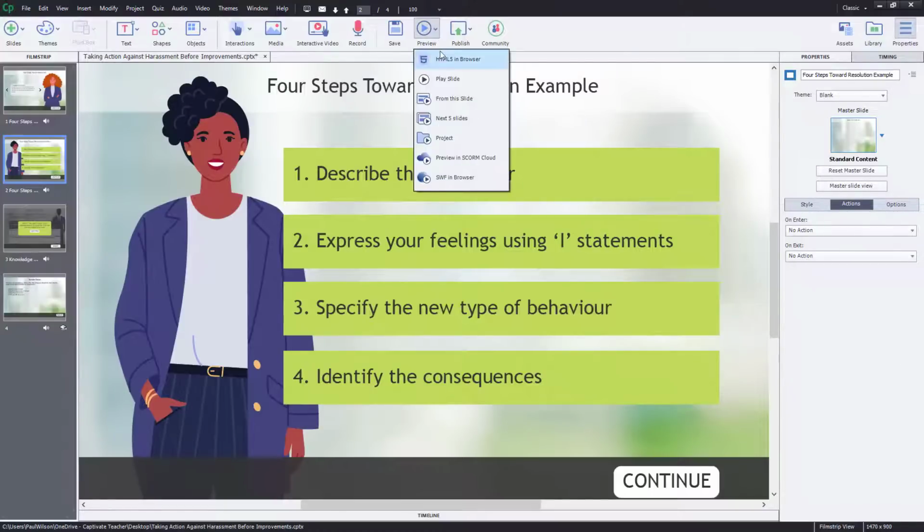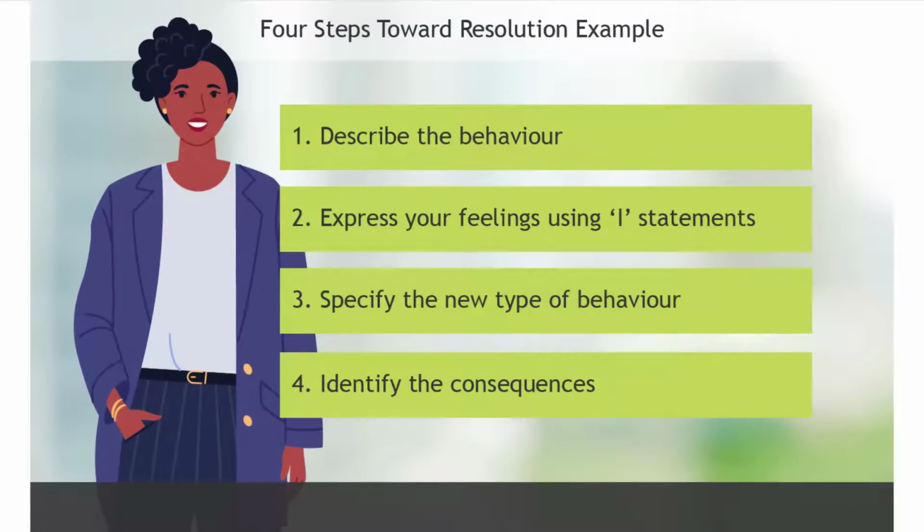Let's preview in HTML5. Here is an example of the 4 steps to resolving workplace discrimination or harassment. In this example, Alex has been telling jokes that would offend people of a certain race. Susan finds the material offensive and inappropriate. She has decided to address her concern with Alex. Click on each step to see how she phrases each step to resolving this case of harassment. Once you have explored this page, click Continue to check your knowledge of the lesson so far.